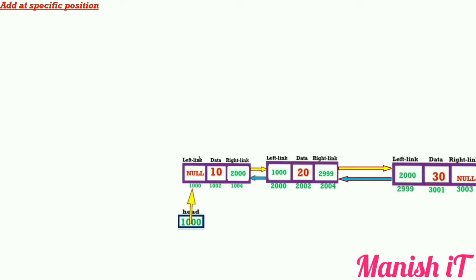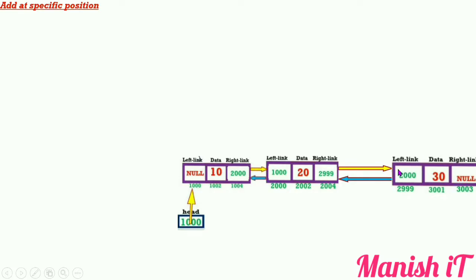Now I am going to discuss how to add at a specific position. A specific position means what? It is given by the user. Suppose I want to add here at the third position. Here the total length of the list is what? The length of the list is 3.